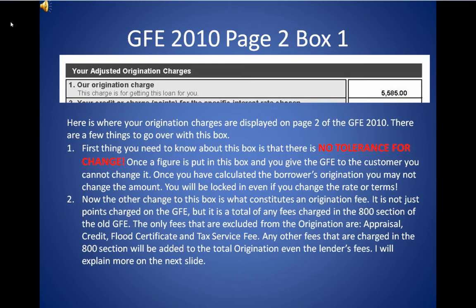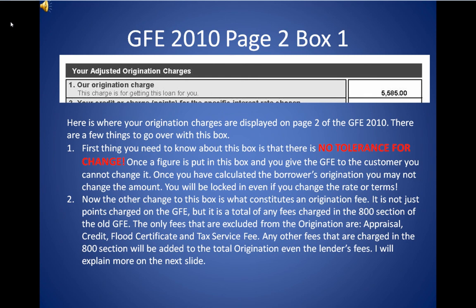This is box 1 of the Good Faith, page 2, your origination charge. Origination charge is not anymore just the origination that you charge the customer. These are different fees that are in your 800 section that can go to anybody. It can go to the lender. It can even go to a third party like a processor. What they want to show now is what the loan is essentially costing them. This is what essentially you are charging them, the lender's charging them, your processing service is charging them in order to get this loan done.